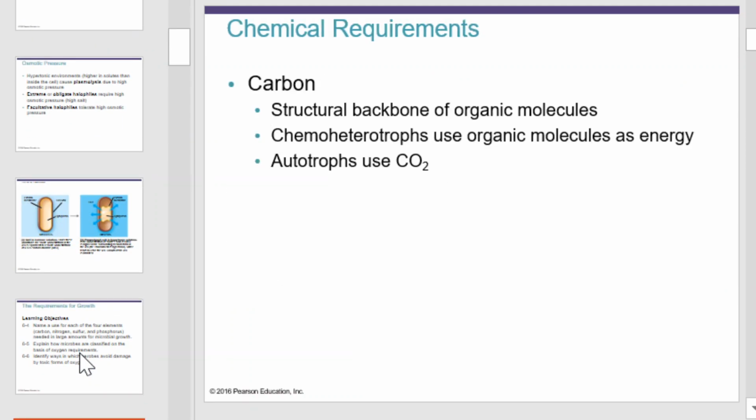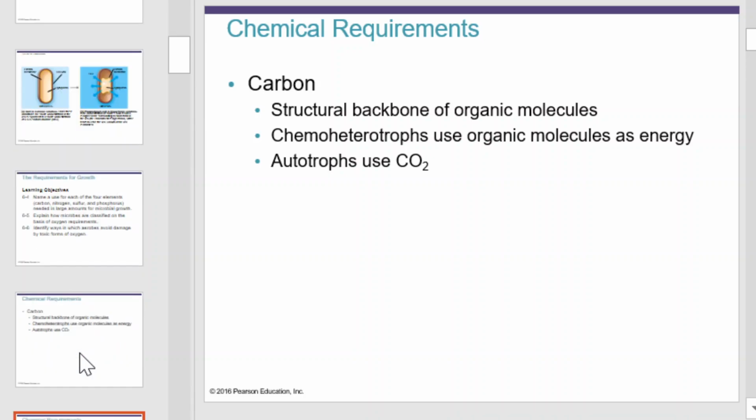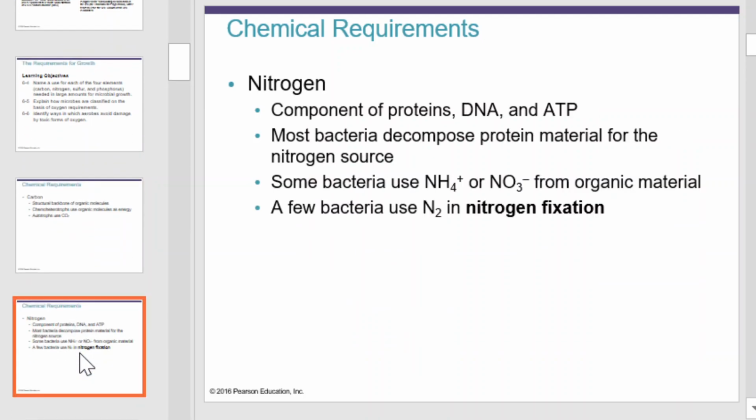Chemical requirements. The next thing to look at are the chemical requirements, and I like to consider this like the nutrients that cells need in order to survive. We'll start with carbon. Carbon is a structural backbone of all organic molecules. Chemoheterotrophs use it as an energy source, and autotrophs use carbon dioxide not as an energy source, but as a building block for food for photosynthesis.